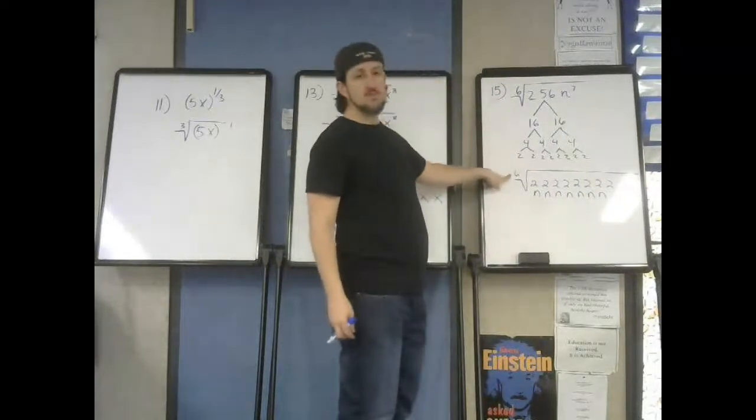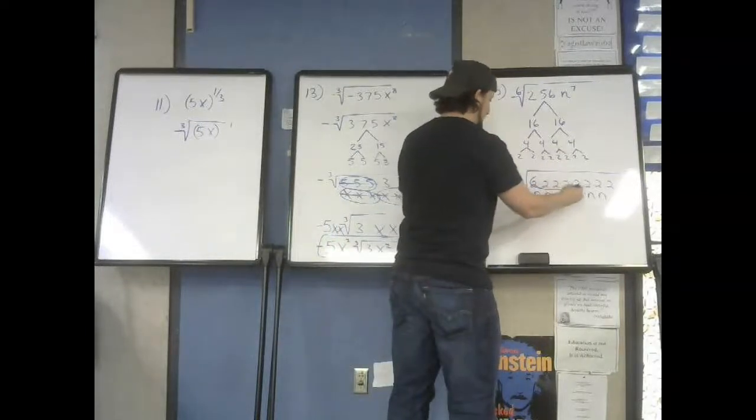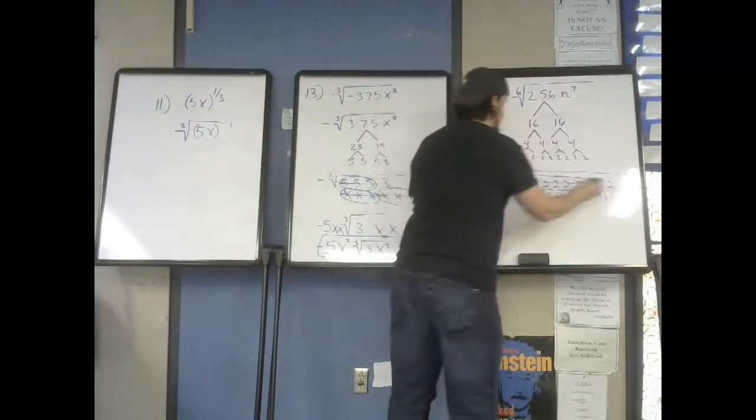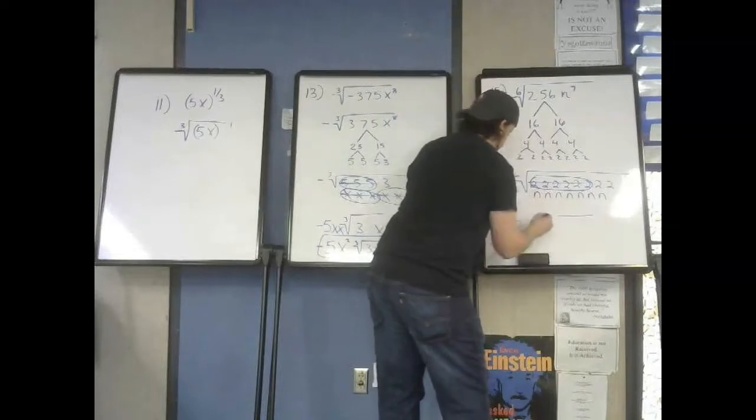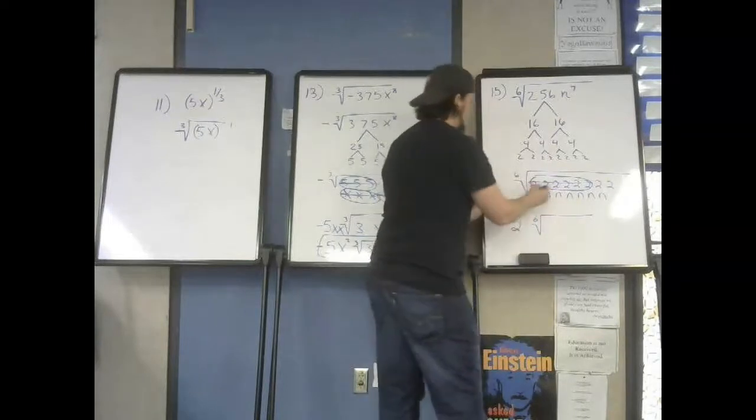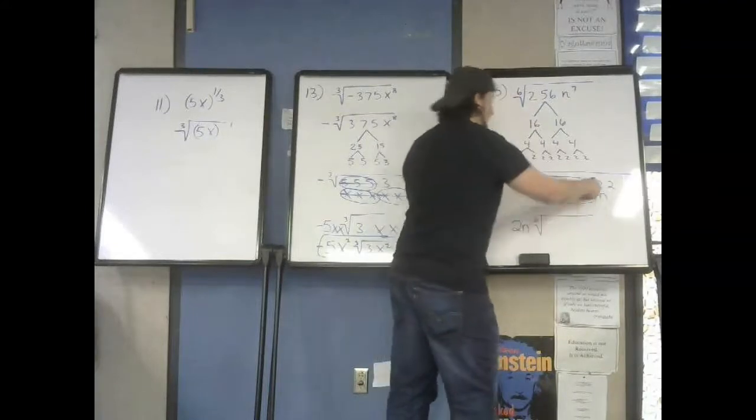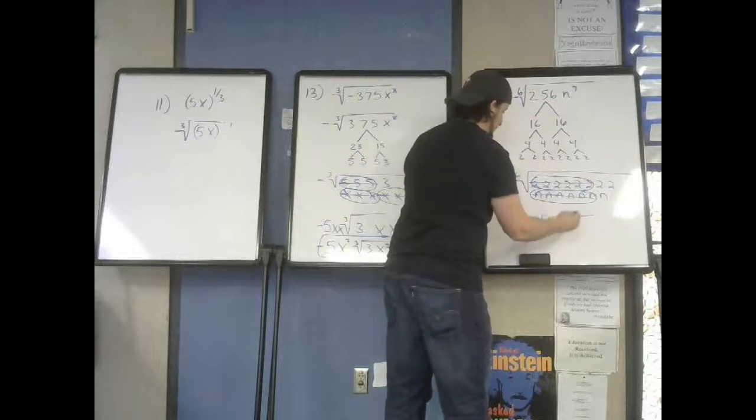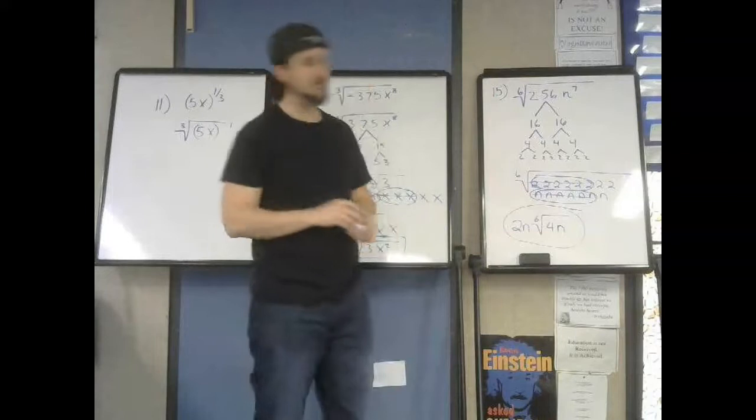Now we're looking for groups of 6 that are the same. So let's circle 6 of these 2's here. And for every group of 6, we can cross off the group and write that number on the outside. Same thing here. We got 6 n's, so I can take an n out. And now on the inside, I've got 2 2's and an n, which is 4n. And there's that one. So that's roots.